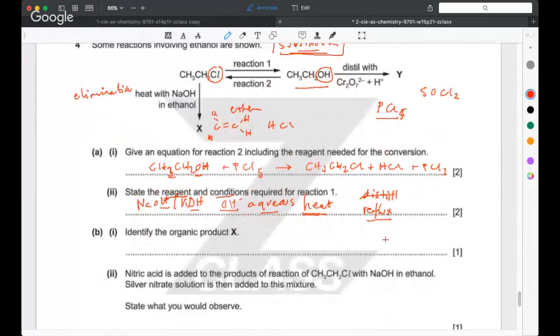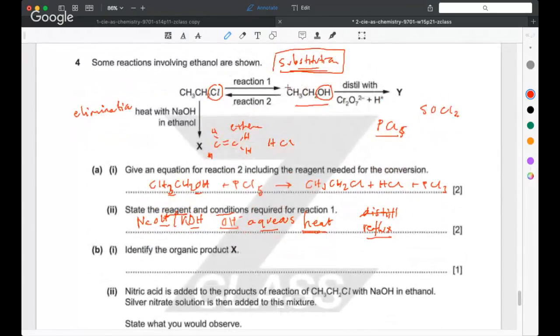Now, okay, so we had our warning bells running earlier on. That's the substitution reaction. We're now moving over to the elimination reaction. And if we draw this molecule out, this is the displayed formula.